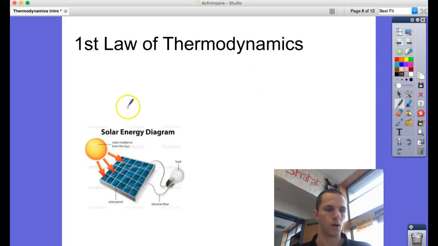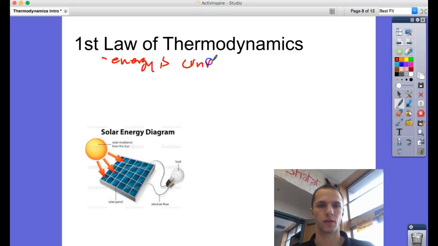Okay? So how does that get tied into thermodynamics? Well, the first law of thermodynamics tells us that energy is conserved. Conserved, if we can spell something right. There we go. Conserved. Okay?